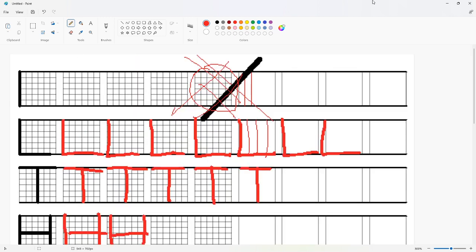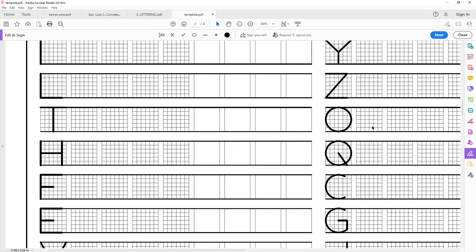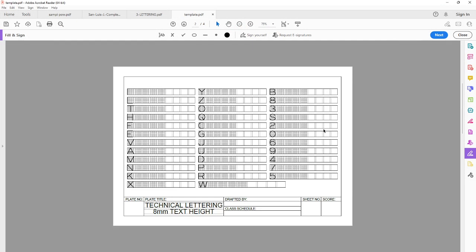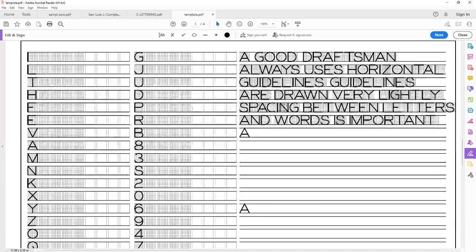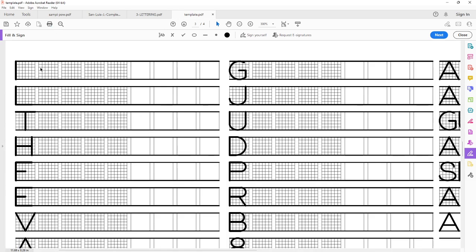Instructions should be on the plates. So next plate, same lang. You still do not need to make grids.